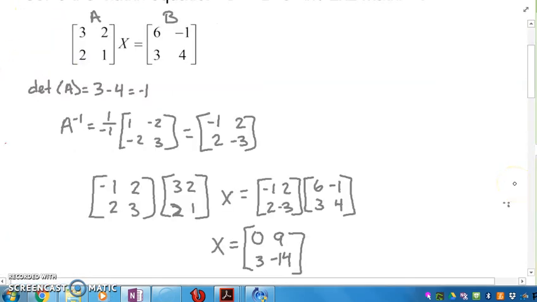So hopefully that gave you enough time to solve that problem. Here we can see we are trying to find the inverse of A to be able to get rid of A and isolate the X matrix. We find the determinant to be -1. We do the switch and the negate to get our inverse A matrix here: -1, 2, 2, -3. We multiply both sides by A inverse.